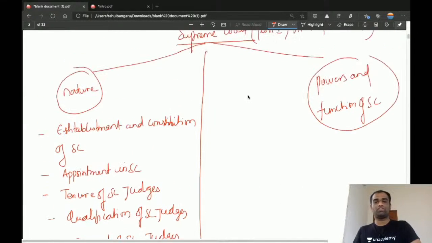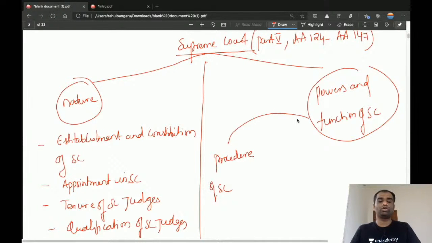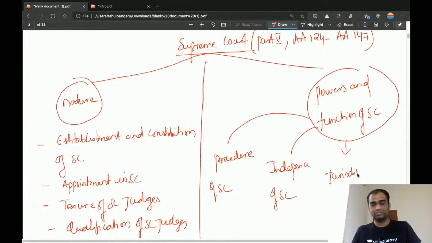Now in the powers and functions of the Supreme Court, we will look at what kind of procedure is followed in the Supreme Court, and we will look at how the independence of the Supreme Court is established, and also various things like jurisdiction.